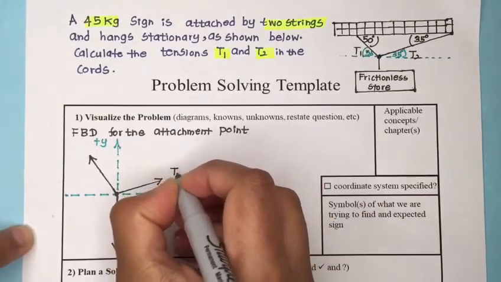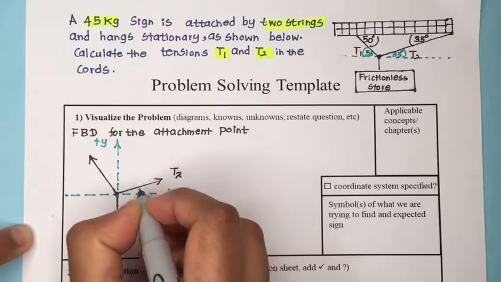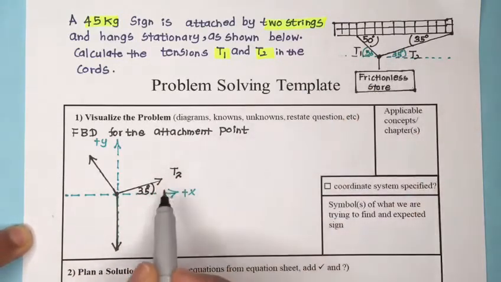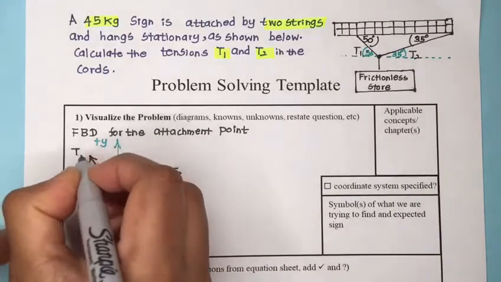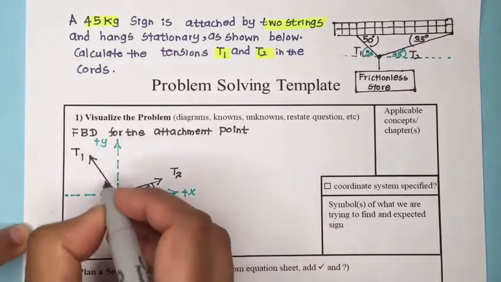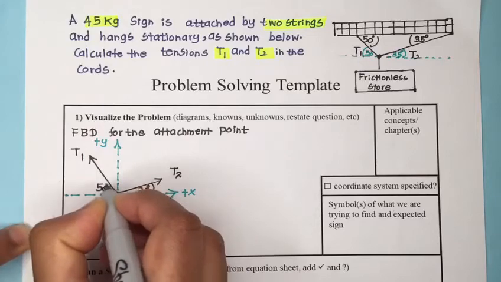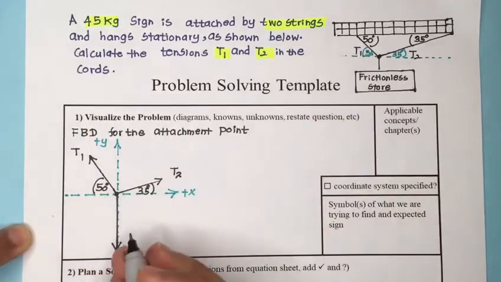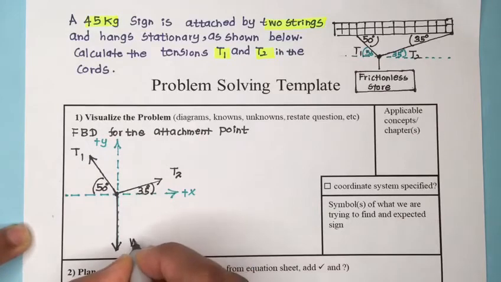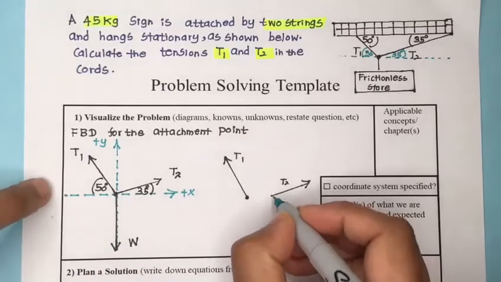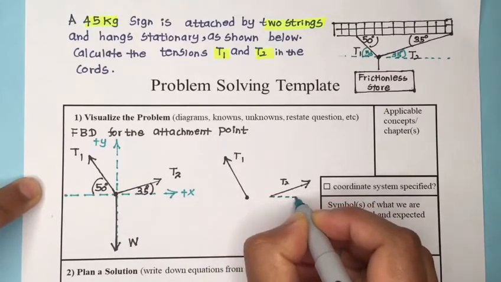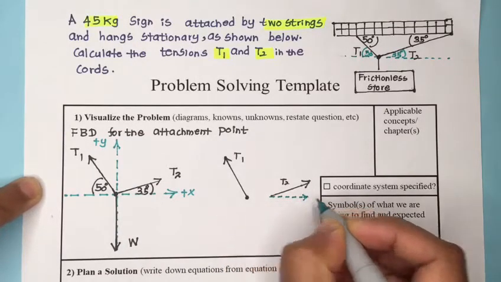Now we are going to draw a free body diagram for the attachment point. Tension 2 is at an angle of 35 degrees up the positive x direction, and tension 1 is at an angle of 50 degrees up the negative x direction, and the third force is the weight of the sign. It's going directly downwards, and we are going to complete the vector triangle for tension 2 and tension 1.